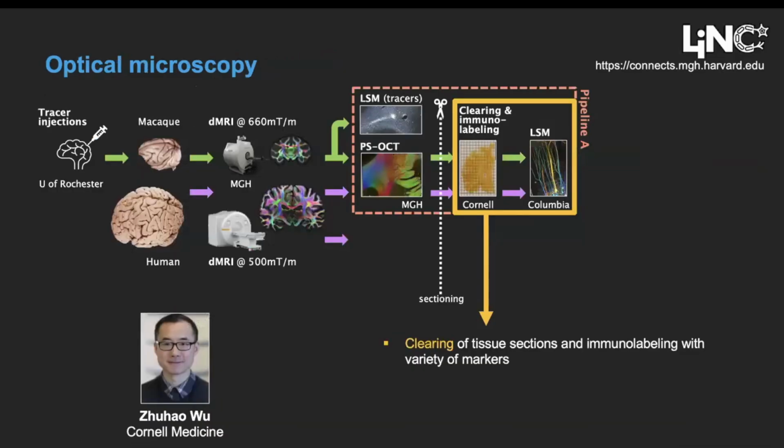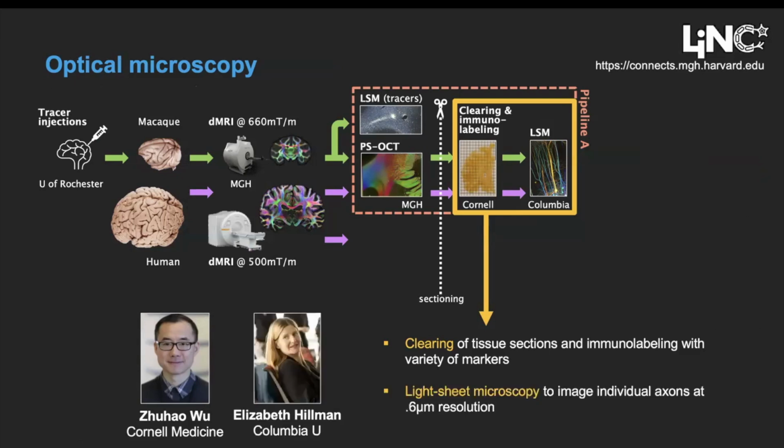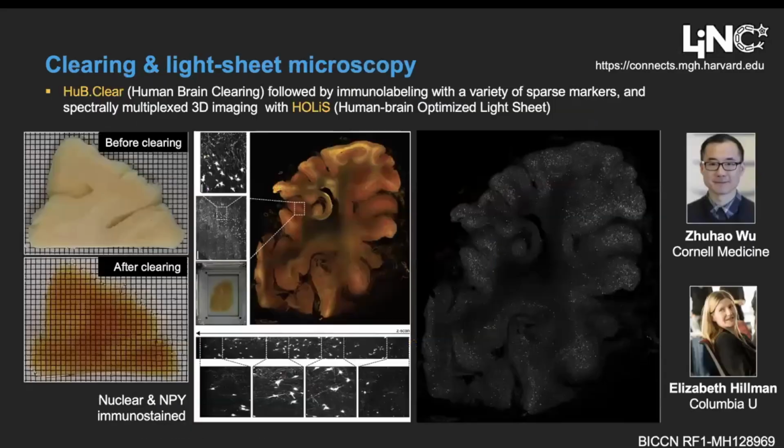So after the sectioning, Zhuhao is going to be responsible for clearing of the tissue sections and immunolabeling with a variety of axonal markers. And then these sections will undergo light sheet microscopy at Elizabeth's lab. Now she's not at Columbia, she's at St. Jude. I should fix that. To go down to sub-micron resolution, where we will be able to image individual axons.